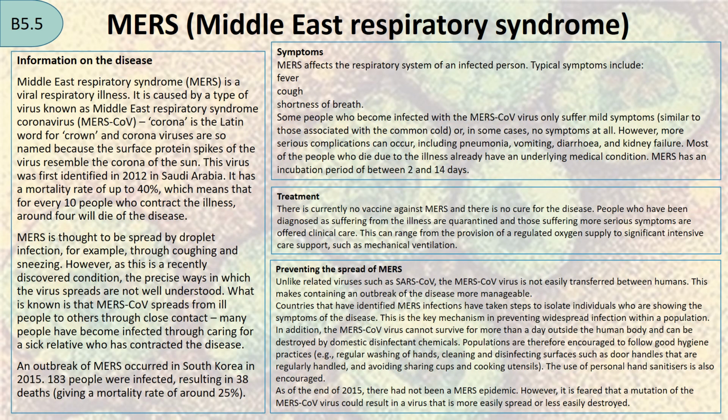And MERS, viral respiratory illness again. Again, it's another coronavirus. You can see there it's MERS-CoV, so it's the coronavirus, Latin word for crown, because of the surface proteins again. 2012, there was an epidemic. It's not easily transferred between humans, and that's the difference with COVID-19, is that it is easily transferred between humans, which is what's caused it to become a pandemic.